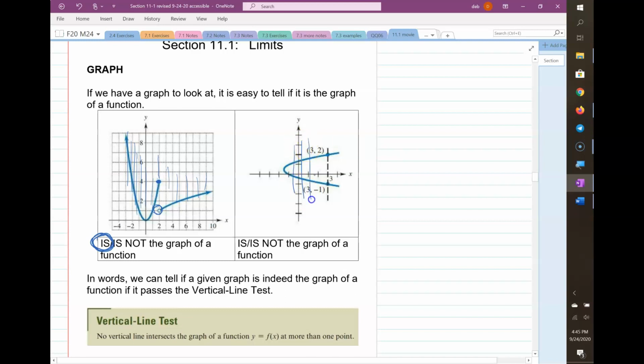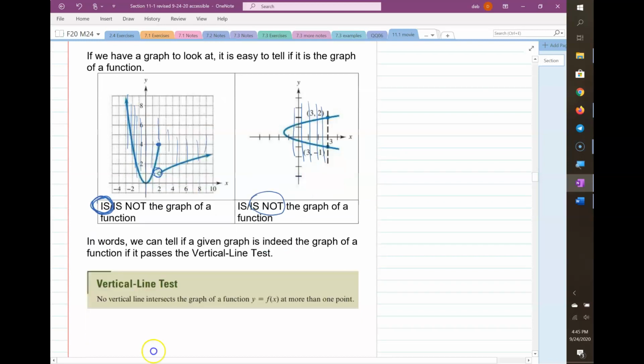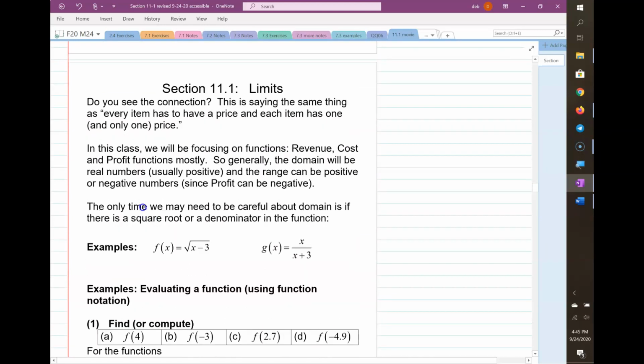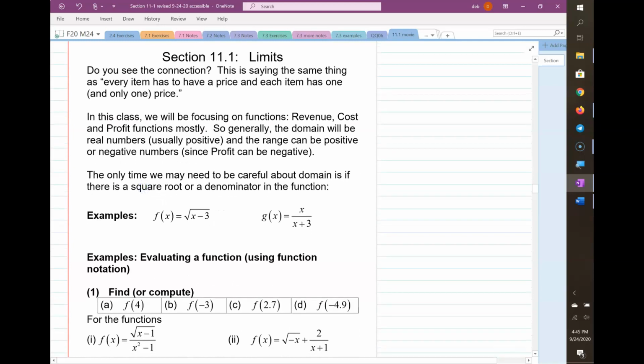Whereas this function pretty much fails the vertical line test almost everywhere. So this is not the graph of a function. Okay, so do you see the connection between those two ideas? Because they're saying the same thing. Every item has to have a price, and each item has to have one and only one price. So when you're talking about the graphs, you're saying each x value has to have one and only one y value.